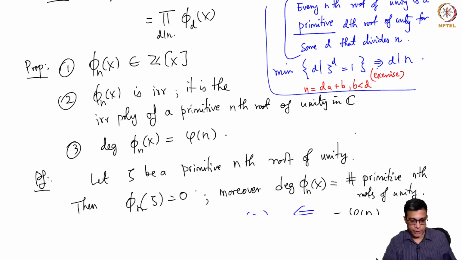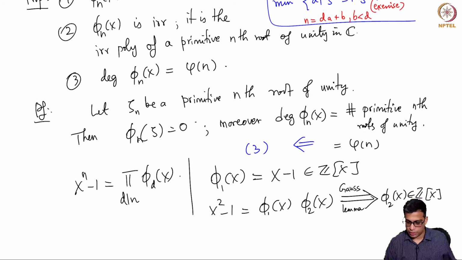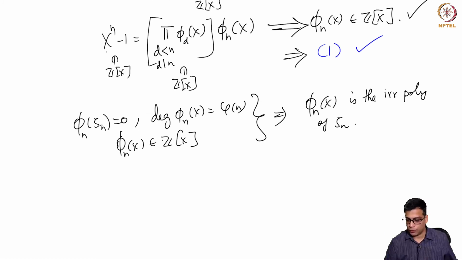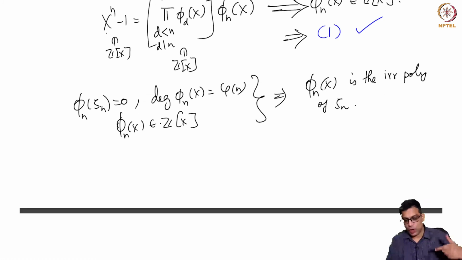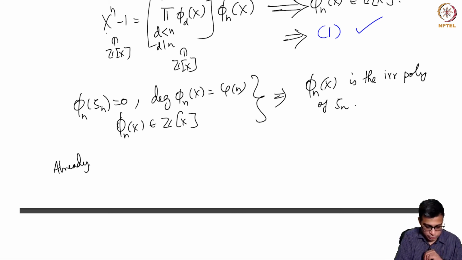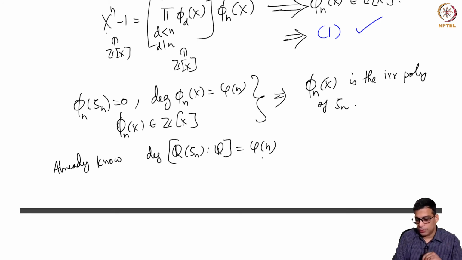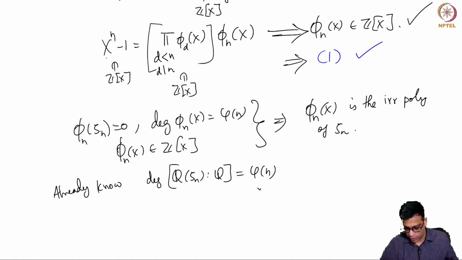Zeta n is an irreducible, maybe I should have just called that here. Zeta n is a primitive nth root of unity. Its degree is already phi n, we know, right? We already know the degree of Q(zeta n) over Q is phi n. So its irreducible polynomial will have degree phi n, but here is a polynomial whose degree is the right number, right? Because that's the important thing: whose degree is right, and it has zeta n as a root, and it is an integer polynomial. All three together imply this.